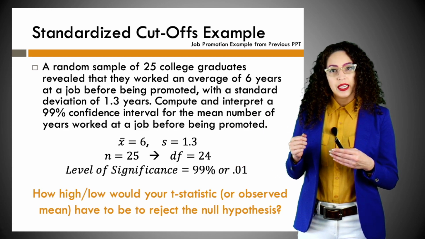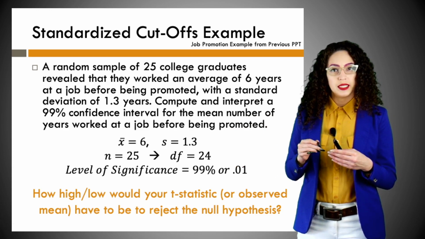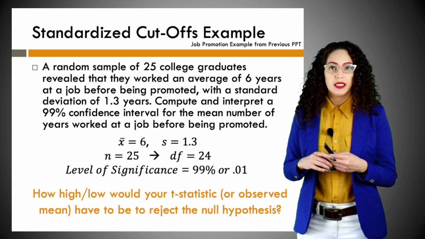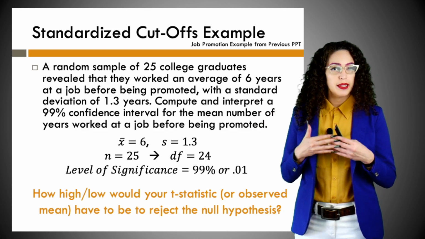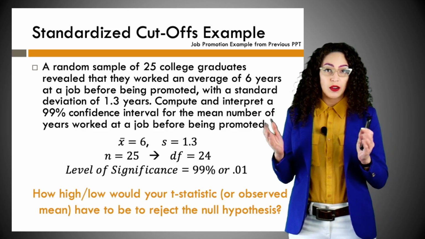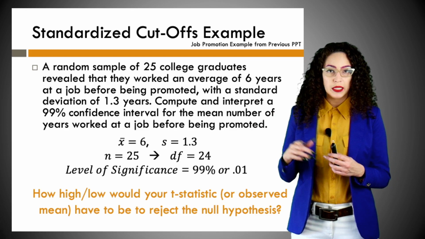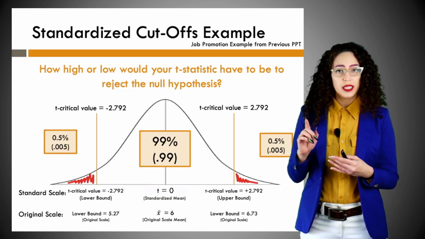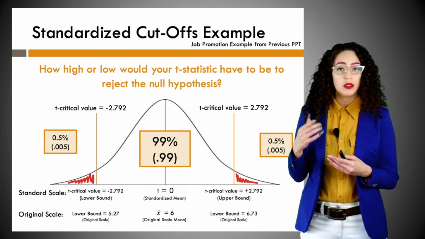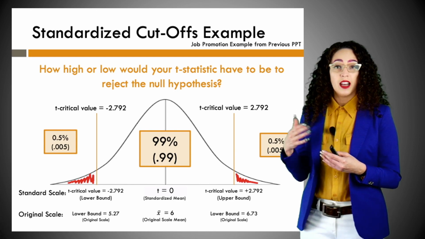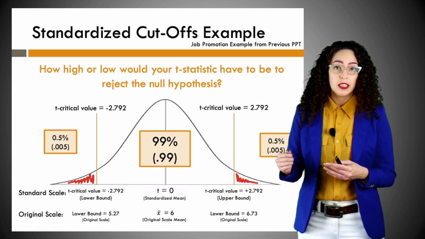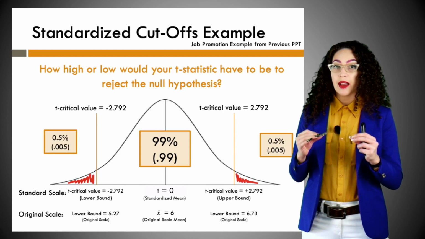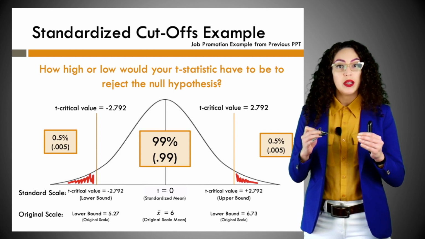Now, how high or how low do you think your test statistic or observed mean would have to be to reject this null hypothesis, that the average number of years it takes to be promoted is 6? How much further out would it have to be for you to say, no, that's not the case in this situation? How high or how low would your test statistic have to be in order to reject the null hypothesis that on average it takes 6 years to be promoted? Maybe you think it's more, maybe you think it's less. But how high does your test statistic have to be for you to say that no, it's actually different from 6 years?